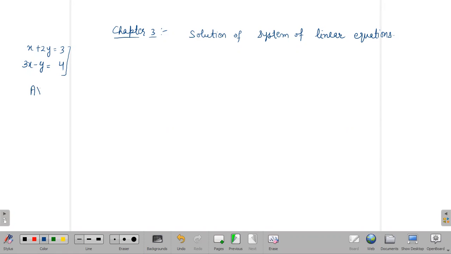So AX is equal to B, means matrix. If you want to apply the matrix method, you have to write this equation into the matrix form first of all. So how to write this equation in the matrix form? If I write A, then it will be a 2 cross 2 matrix. That is the coefficient of this equation. X coefficient is 1 and Y coefficient is 2. That will give you the first row. Means the first equation will give you the first row. Then from the second equation, you will get the second row: 3, minus 1. This is A, and X is unknown to you, that is X and Y. And B is the right hand side entries, 3 and 4.